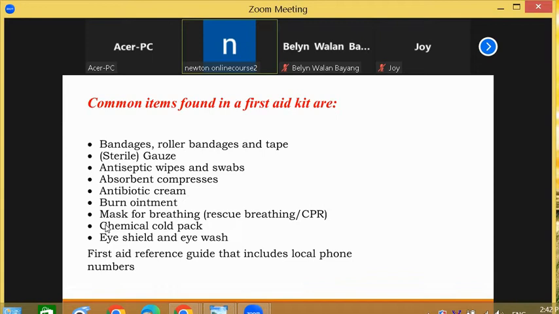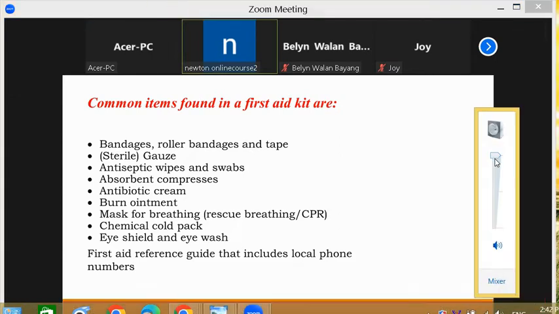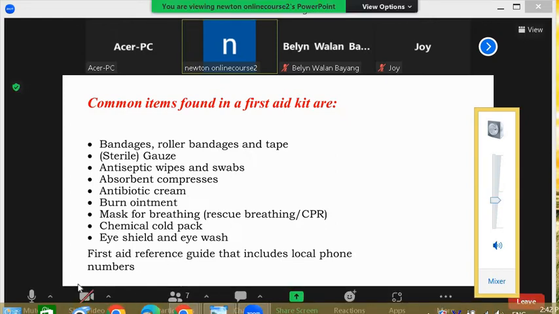Sometimes if you are new to an area, for example if you came here to work, you cannot memorize all the local phone numbers. If you have the kit, and in the kit you have the ambulance number or the emergency number, it will be easy for you to call them in an emergency situation. For example, you know only one number. If you call them, maybe they will say that now we are in another emergency situation.